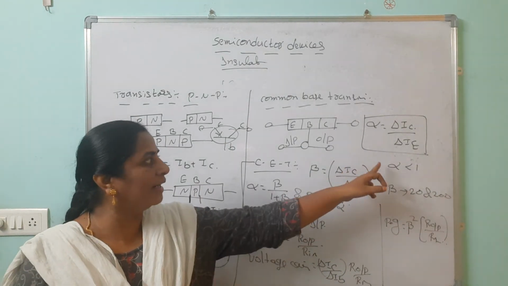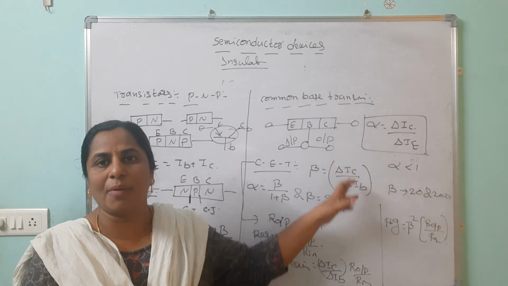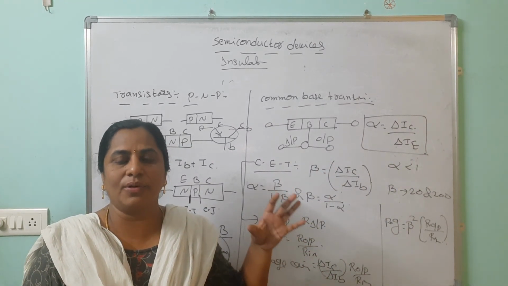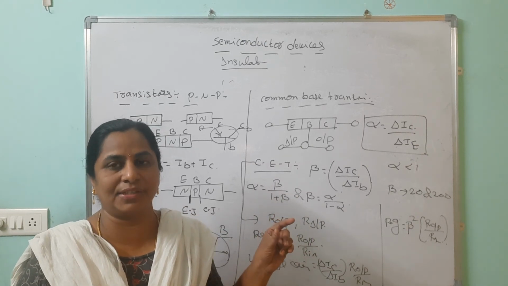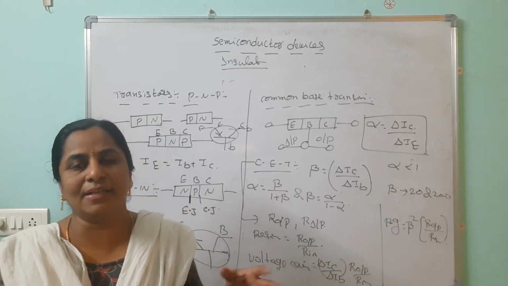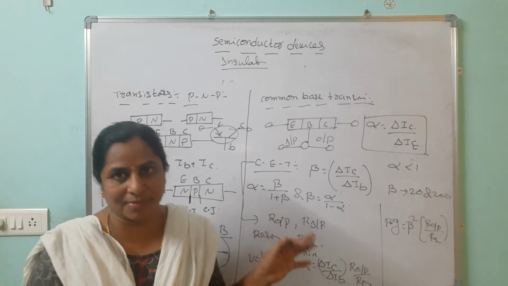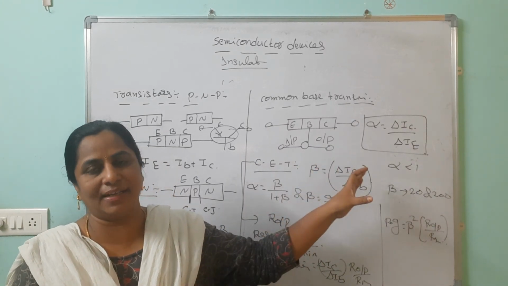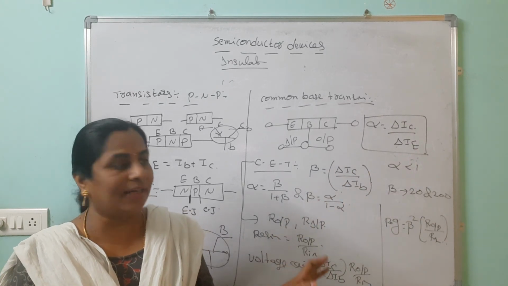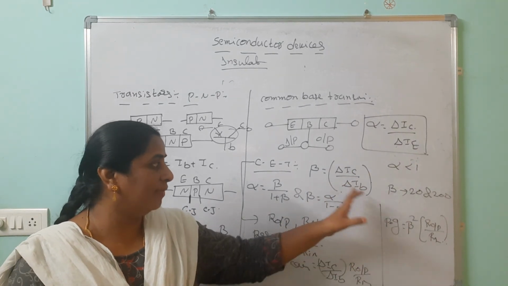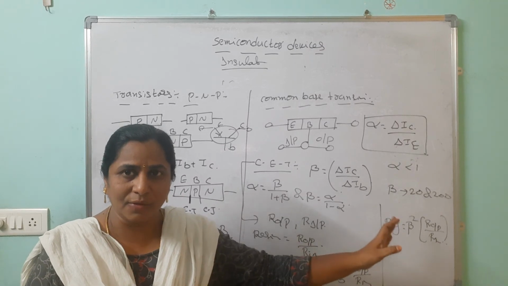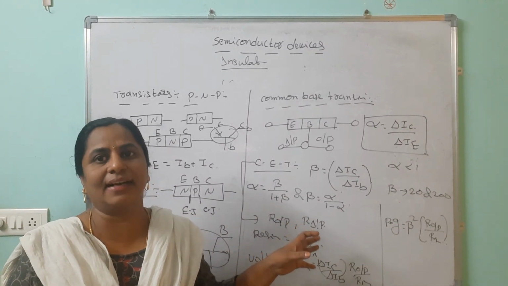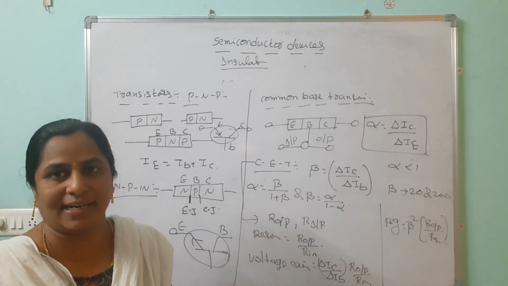Common base means immediately you can go through the alpha. Common emitter means you can go through the beta. Many people get confused because they don't read the question. Current multiplication factor means sometimes they take alpha, sometimes they take beta. So don't get confused: for common base, we take alpha. For common emitter, we take beta, and with the help of this we can calculate the power gain, voltage gain, and resistance gain also. So this is about the transistors.